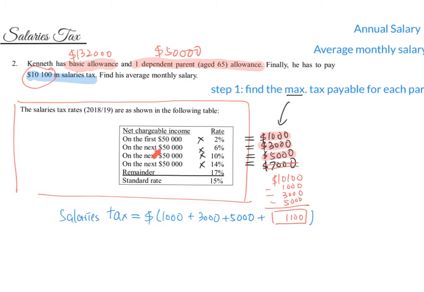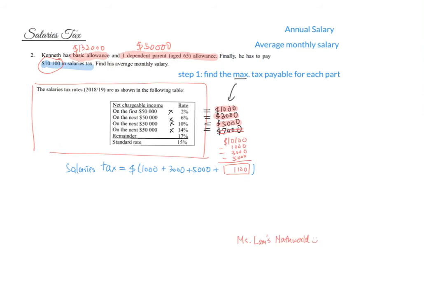You may wonder why we need to check how many parts we need to separate into to pay the money. Because if I want to find his monthly salary or the annual salary, we must be able to get the net chargeable income. So for the net chargeable income, we use the salaries tax to go the opposite way and find it. Right now, step 1 is done.